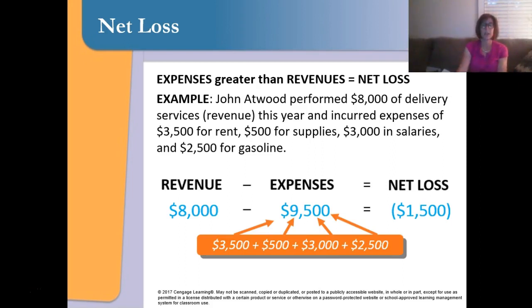Now, the flip side of net income is net losses. We've got John Atwood, who performed $8,000 of delivery services this year, but he had expenses of $3,500 for rent, $500 for supplies, $3,000 in salaries, and $2,500 for gasoline. Sounds like one of my bankruptcy clients, frankly. So we've got revenue of $8,000, but he spent $9,500 to make $8,000. So he had a loss of $1,500.